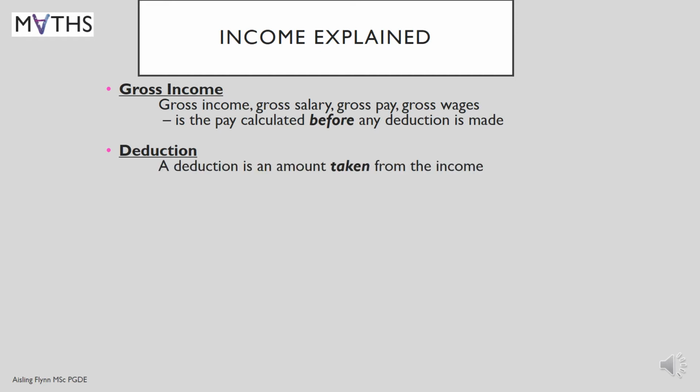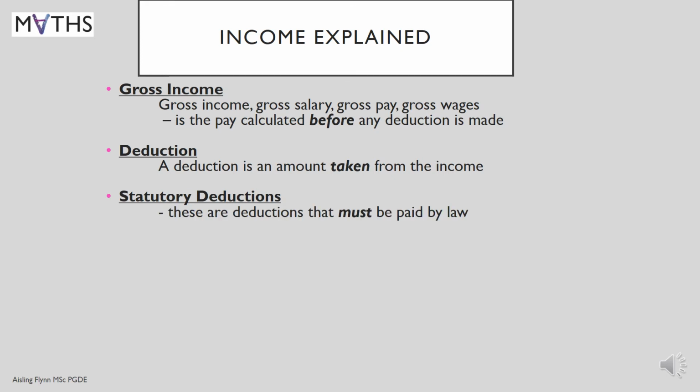Deduction. A deduction is an amount taken from the income. And there are statutory deductions. These are deductions that must be paid by law, so you have no choice. And we pay income tax or PAYE on all earnings. We pay USC, Universal Social Charge, and we pay PRSI, Pay Related Social Insurance. Now we'll go through each of these deductions one by one, and we have no choice, we have to pay these on earnings.